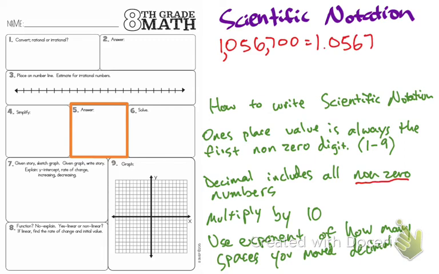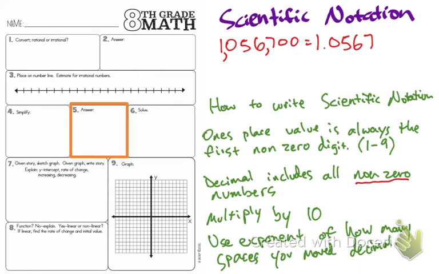And we said that second step, we're going to always include all the non-zero numbers, but you're going to see we have a 0 there. And that's because we're going to include any numbers that are between my first digit and the last non-zero digit that's there. So in this case, we have 1.0567. We can't just leave that 0 out, or else we're changing the number.